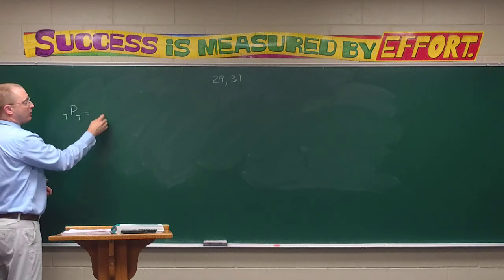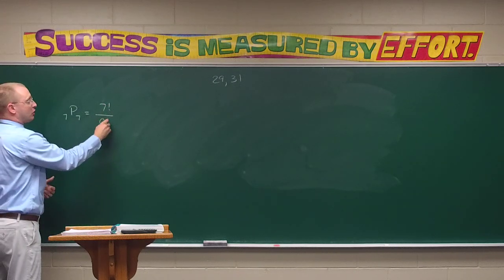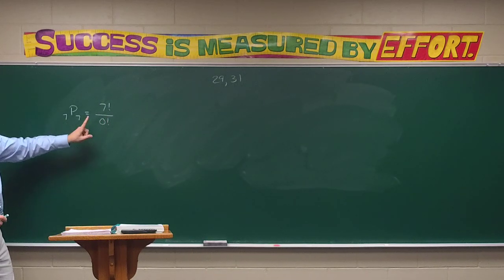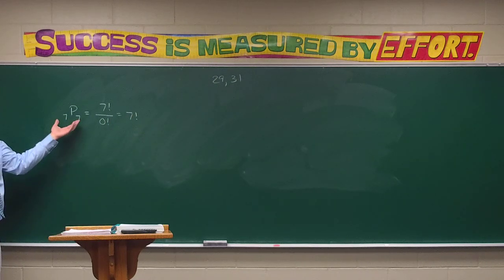Notice how this would work out. 7 factorial over n minus r factorial would be 0 factorial. I meant to review this earlier. What is 0 factorial? 1. So in other words, it's just 7 factorial. In other words, if every item in a group is chosen, it's just that number factorial.